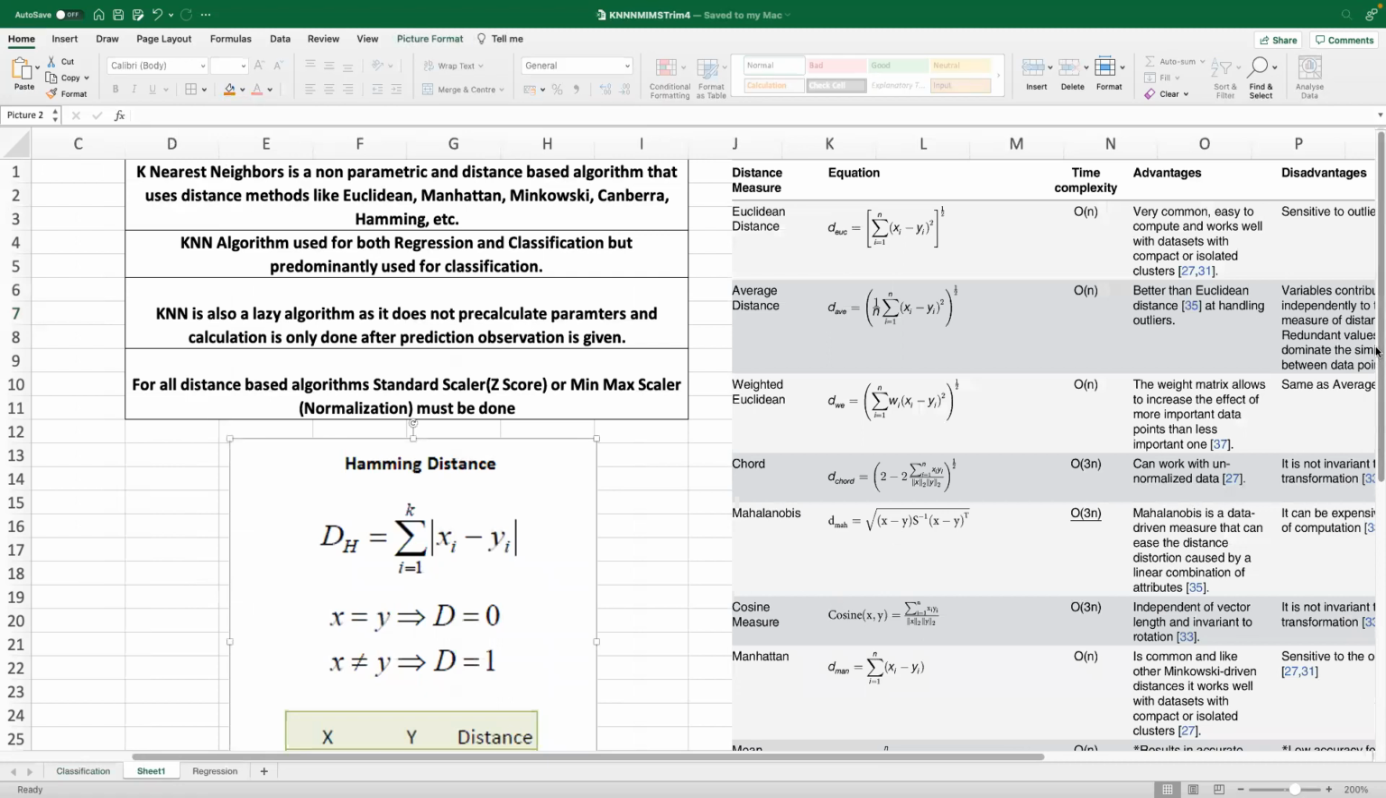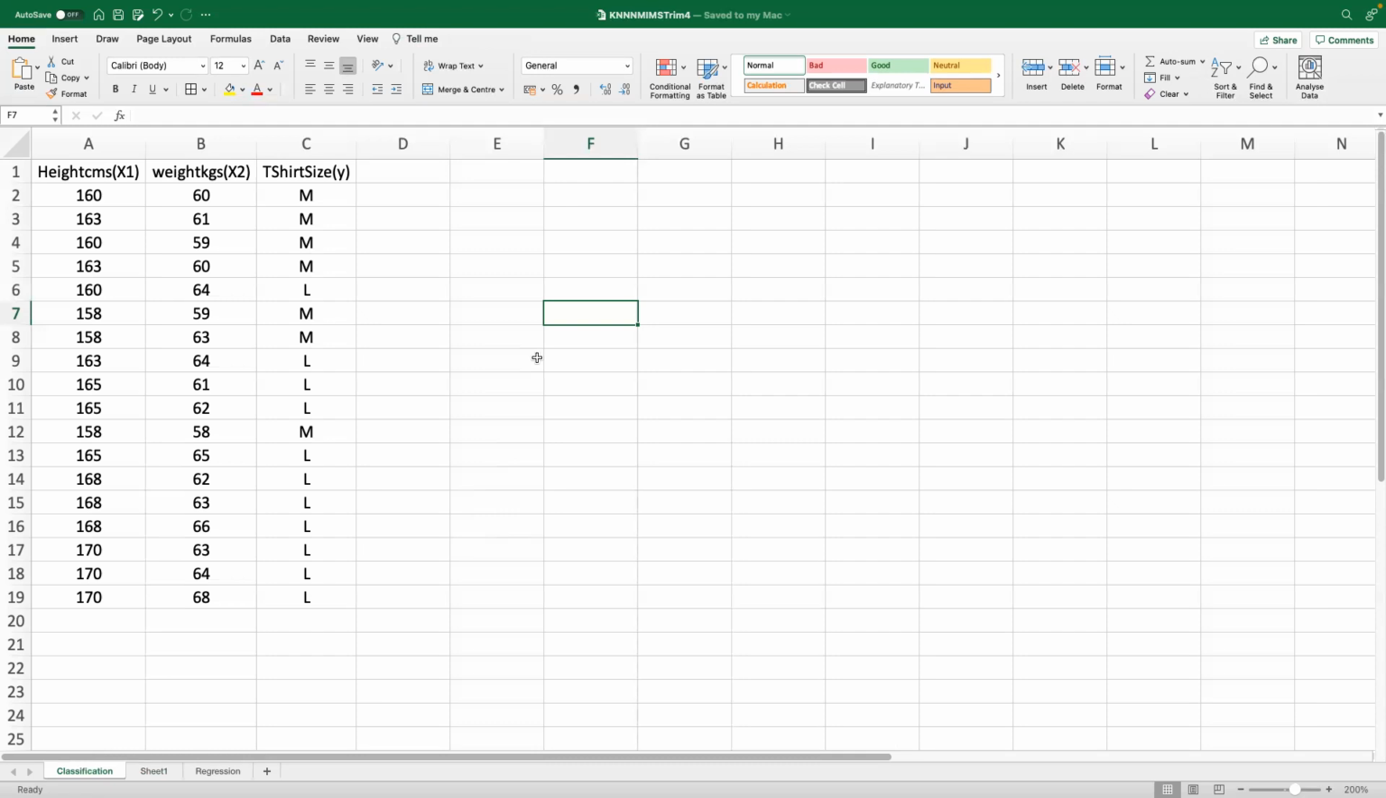So basically, KNN uses various distance measures, but we must do scaling and or normalization. Standard scaling or normalization must be done. Now, I want to do the first example with scaling. For scaling, we need average and we need standard deviation.